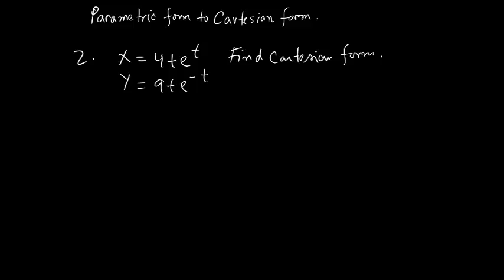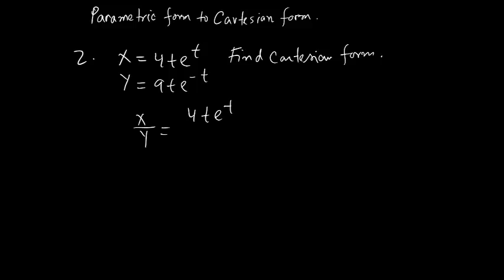Example 2, we have a parametric function which is written as x equals 4t e to the t and y equals 9t e to the negative t. We want to find its Cartesian form. To do that, we need to eliminate t.